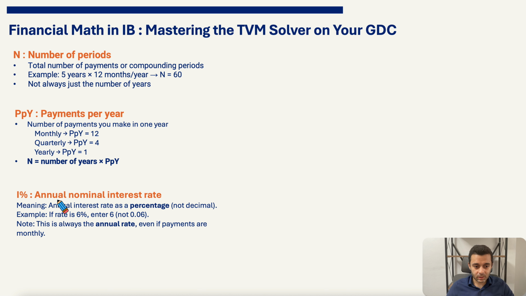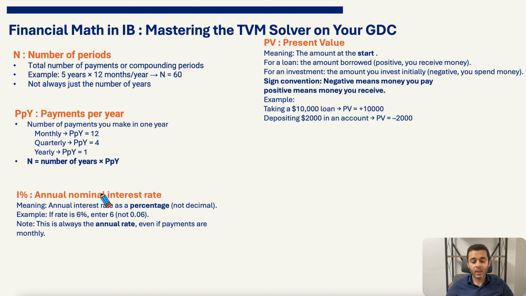Next we have I, which is very easy. It's the annual interest rate. Now we enter I in the calculator as a percentage, as it is, not as a decimal. So let's say, for example, it is 6%. We enter 6, not 0.06 as a decimal. This is the annual rate. Even if the payments are monthly, you will enter I as yearly.